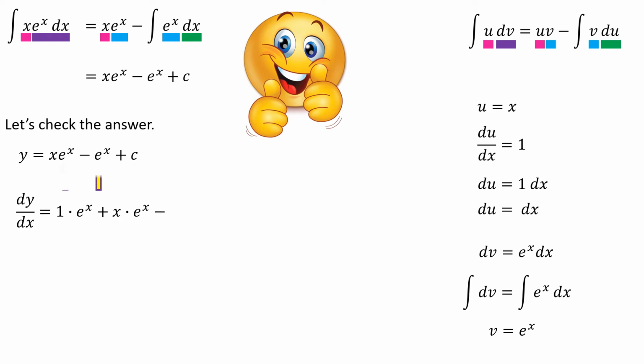Now, what is the derivative of e to the x? Well, that's going to be e to the x. And now, what is the derivative of a constant? Well, 0, so I don't need it. Let's tidy up that answer a little bit. 1 times e to the x is e to the x. X times e to the x is x e to the x. And of course, I still have my subtract e to the x. Hey, a couple things cancel out there. Look what we're left with.